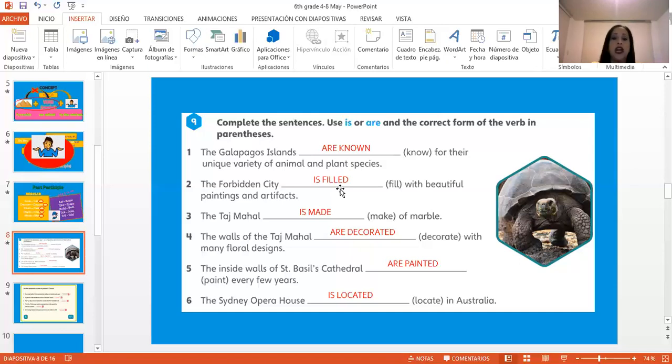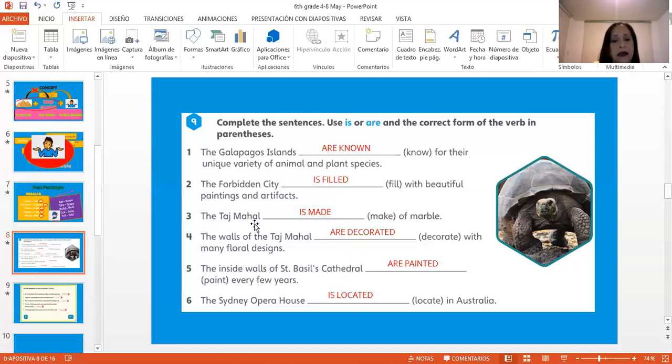Remember, when we are using the passive voice, the person who performs or does the action is now not important, goes to the end. The most important is what you do. Yes? Let's continue with number 3.